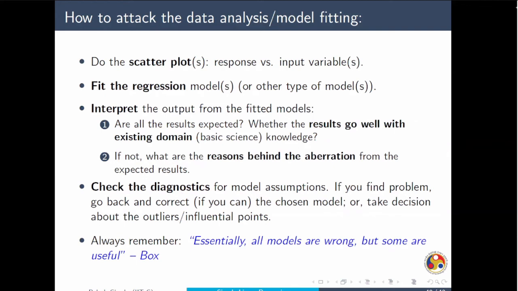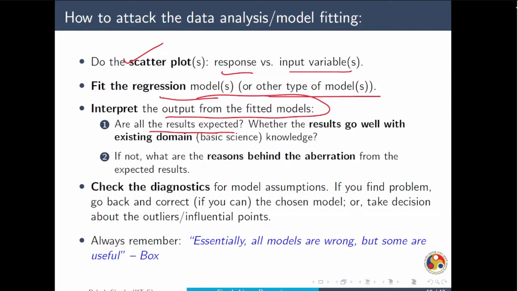So at least for linear regression, you first do the scatter plot, response versus input variables, see how things are going, fit the regression model or any other type of model, and interpret the outcome from the fitted models. Are the results expected? This is very important. You need to consult with the domain expert whether the results are consistent. Only then can you think about whether the model is good or not.